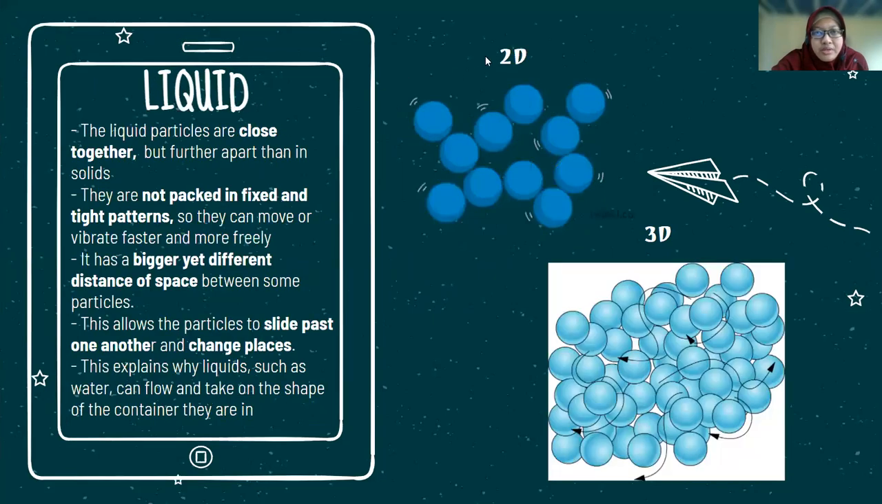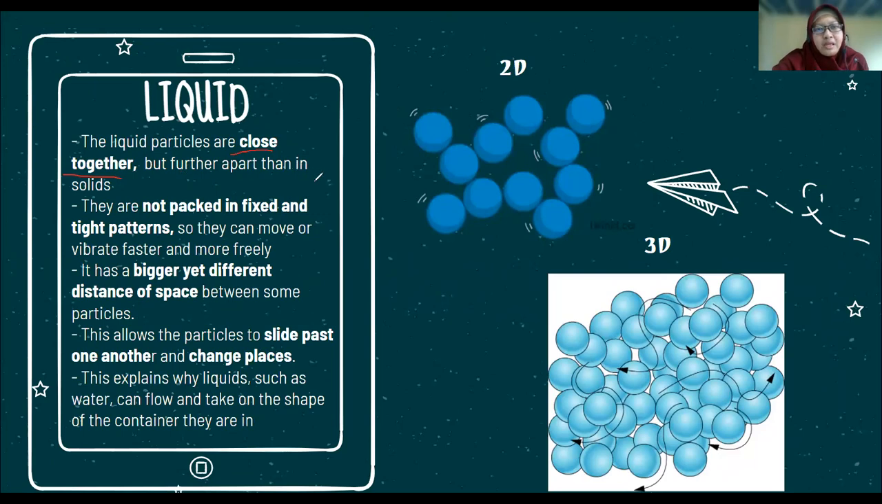The liquid particles are close together. They're close together, but further apart than in solid. Some of them are a little bit further. So they are not packed in a fixed and tight pattern. The patterns are random, so they can move or vibrate faster and more freely if we compare to solid. So that's why they can flow.